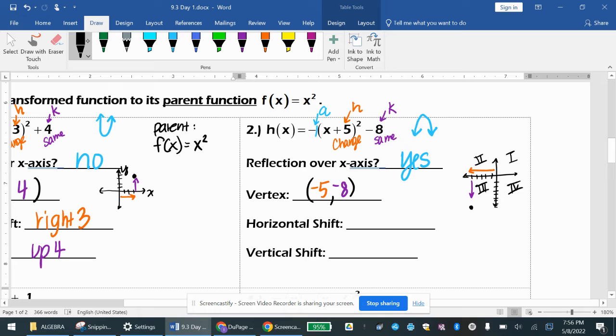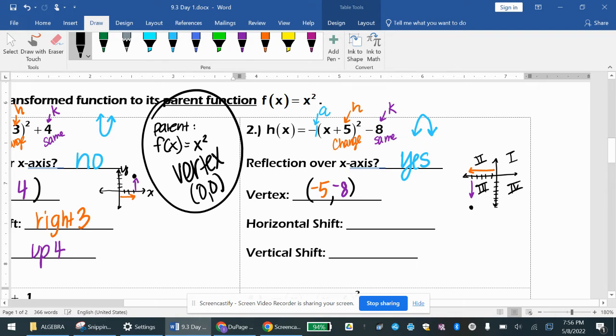So instead of the vertex being at 0, 0 for the parent function, remember the parent function always has a vertex at 0, 0. This one, to get to the new vertex, we're going to have to go left. Tenemos que ir 5 a la izquierda and down 8. Okay?